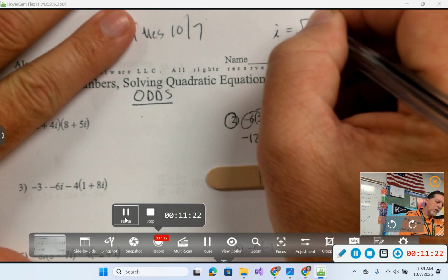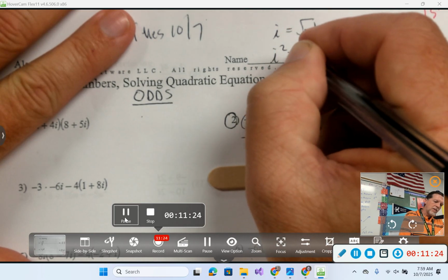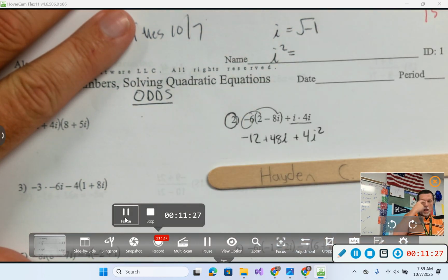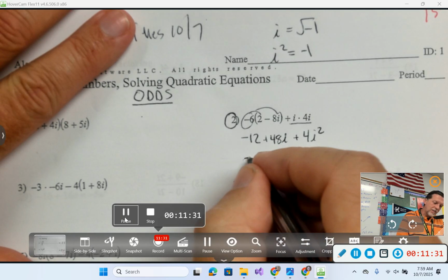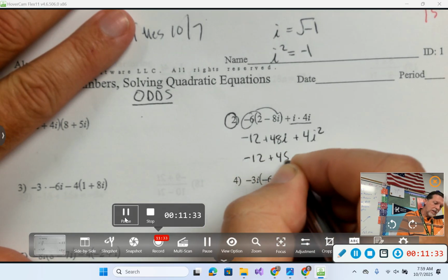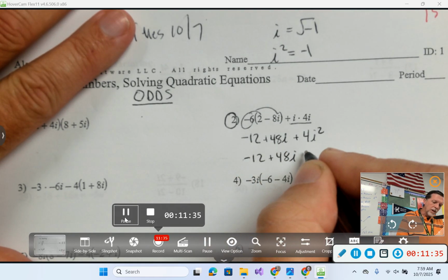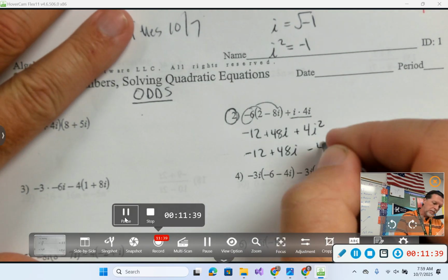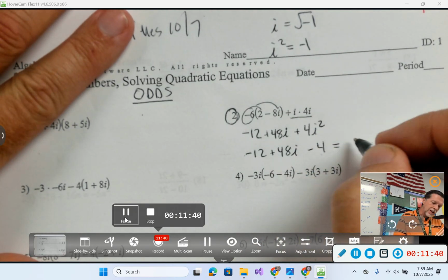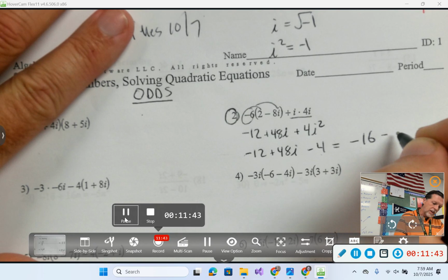i is the square root of negative 1, which means i squared is negative 1. So this last piece, what does plus 4i squared become? Negative 4. Oh, and then we can combine like terms. Negative 16 plus 48i.